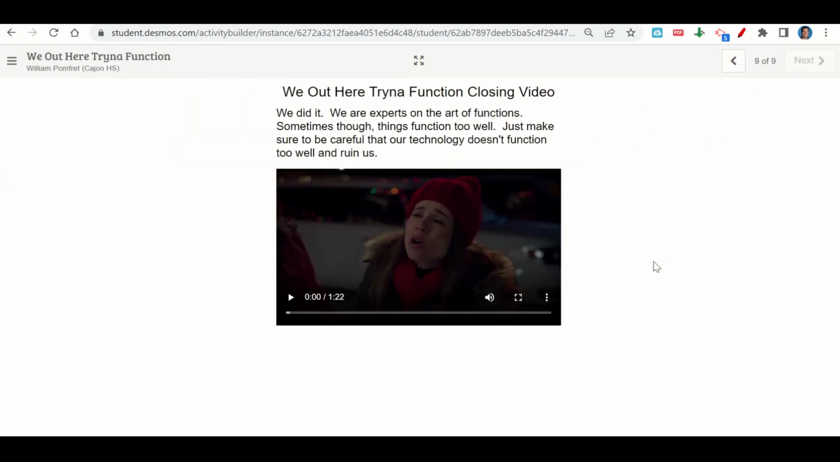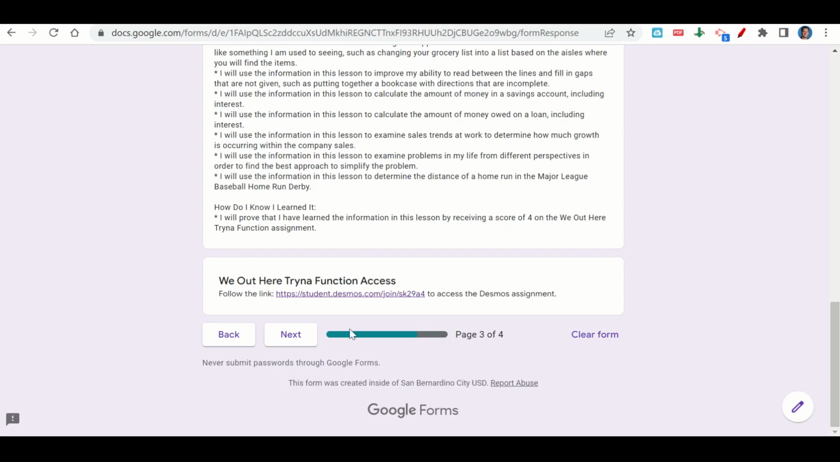At the end, there's a video for you to watch. Go ahead and watch that video. Once you're done with the assignment, we'll go back to our Google form and click Next. This will take you to your Before You Go. Go ahead and fill out your Before You Go and then submit your work on Google Classroom.